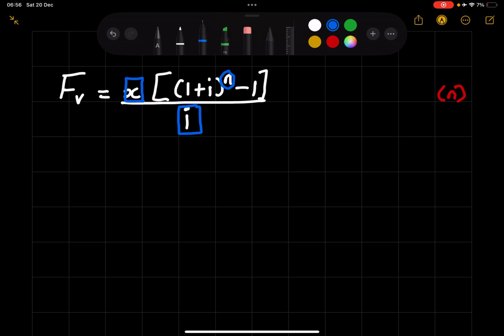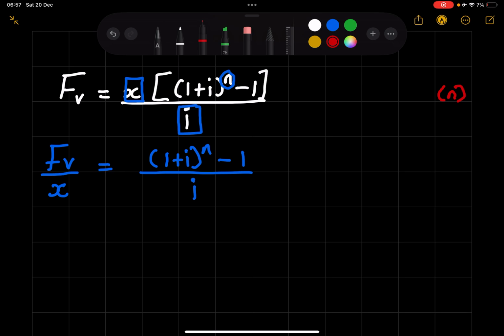Right? So x is multiplying on the right. It has to divide on the left. So I'll transpose the x by dividing it. Because it was multiplying on the right, it has to divide on the left. So now my expression looks something like this: 1 plus I, n minus 1, all over I. The big bracket is open because I removed the x.